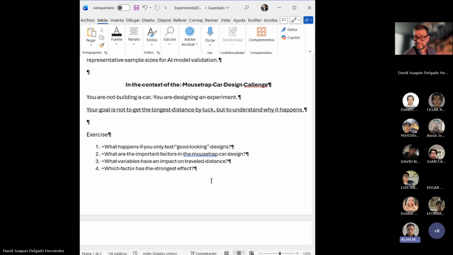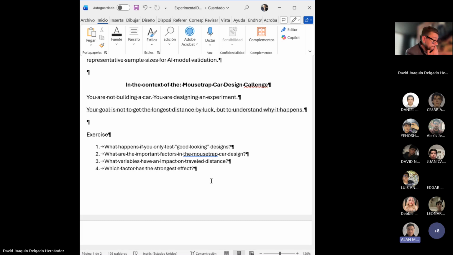The travel distance is mainly affected by the lever arm length, string length, and chassis weight because these variables determine the balance between torque, friction, and energy efficiency during motion. Okay, perfect. And question number four. Which factor has the strongest effect?